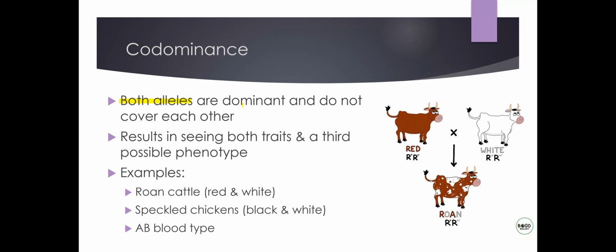So we're not going to see a blend anymore. Instead, we are physically going to see both, okay? So in codominance, you see both of them because both of them are dominant and both of them are going to show. So some examples of this are roan cattle. You cross a red with a white and you get the combo of roan. You can see both the red and white splotches. If you cross black and white chickens, sometimes that can produce speckled chickens, which are black and white. Another example is the AB blood type. A is dominant, B is dominant, and so if you get both, you physically see both.